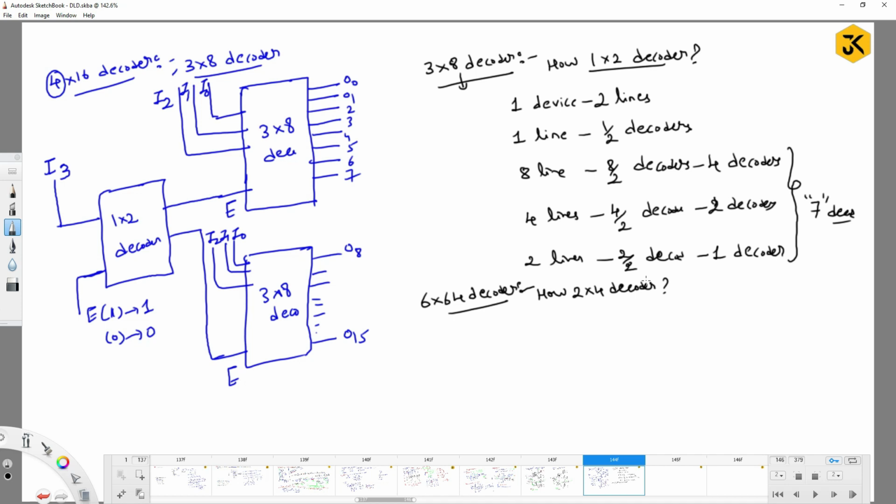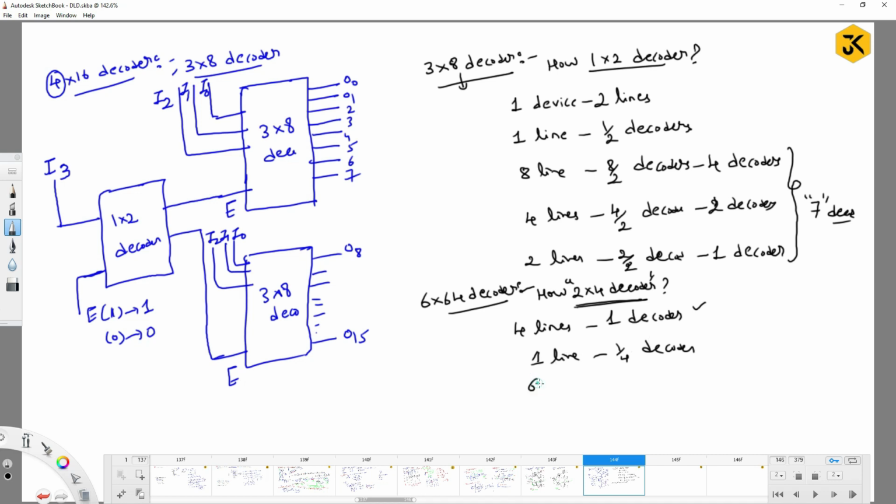Right, basically how will we solve this? To get 4 lines, you require 1 decoder. Here we changed the formula, right? A 2 by 4 decoder is required to produce 4 lines as output. So we require 1 decoder. In order to produce 1 line, you require a 1 by 4 decoder.